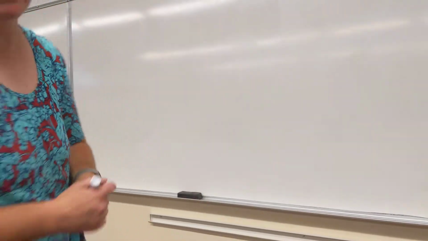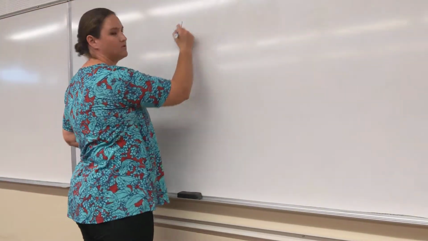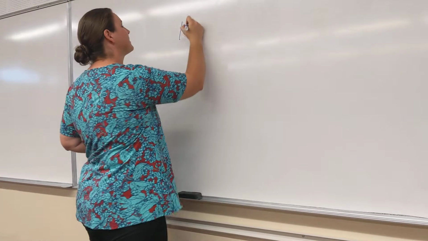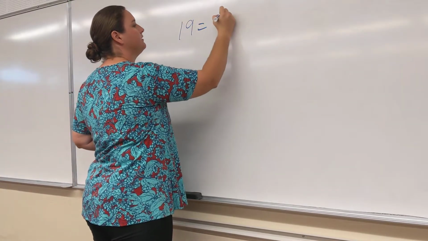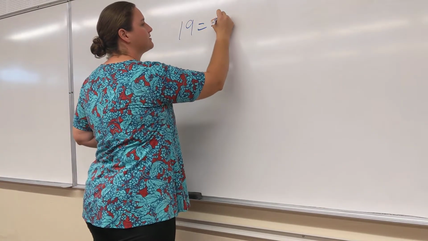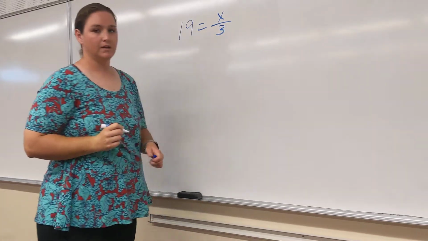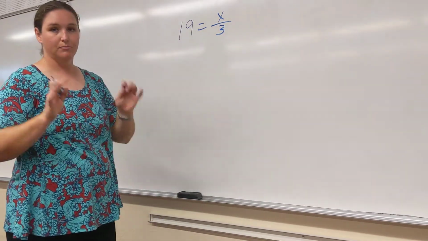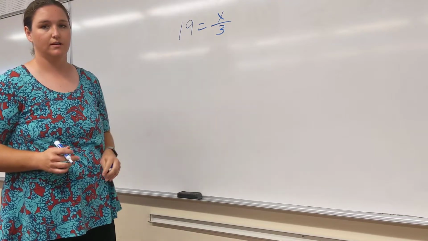Let's try another one here. Let's do 19 equals x divided by 3. Now again, let's find that x. Pause the video. Let's try it.